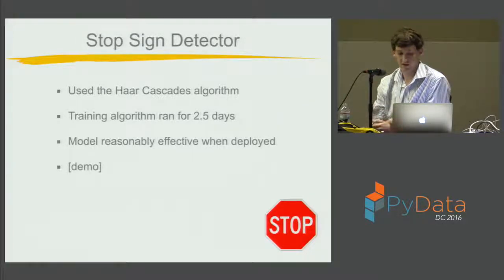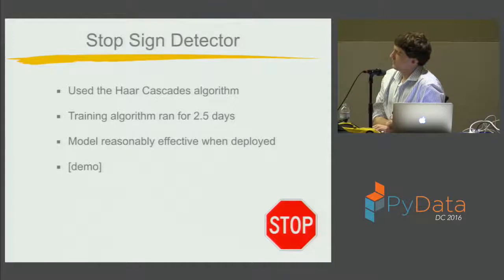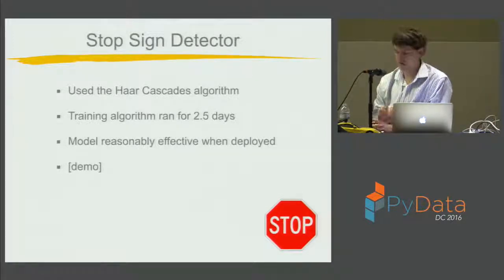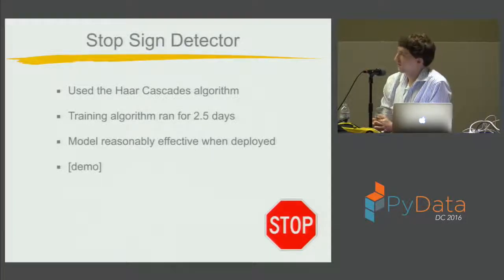So the Haar cascades piece here. This library is really hard to use in OpenCV. Actually, it does what you want it to do when it's all done, but it ran on a single core, which was kind of frustrating, and it took 2.5 days.